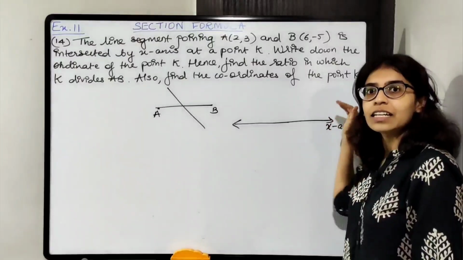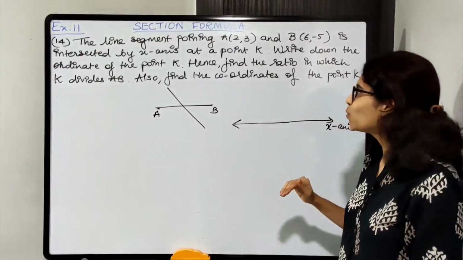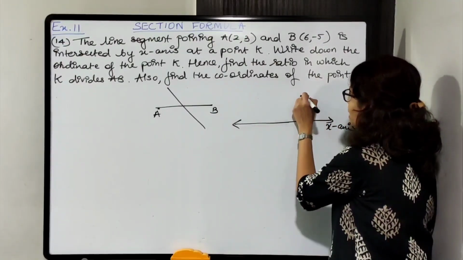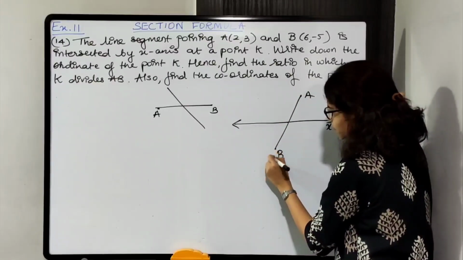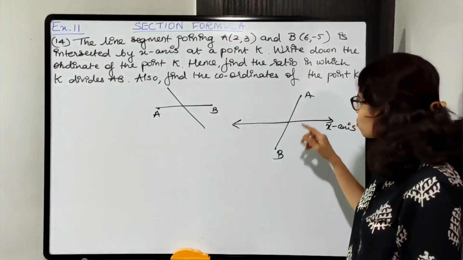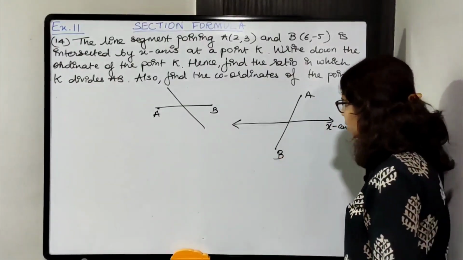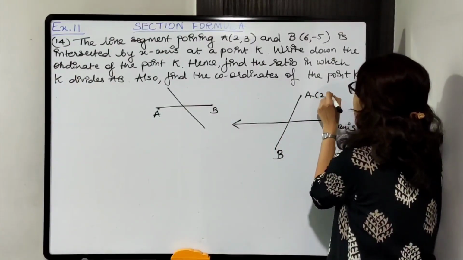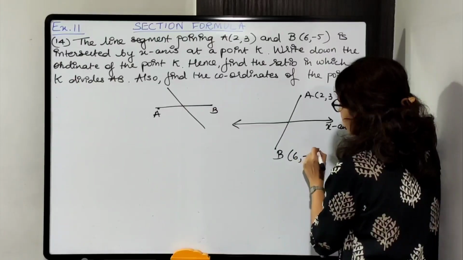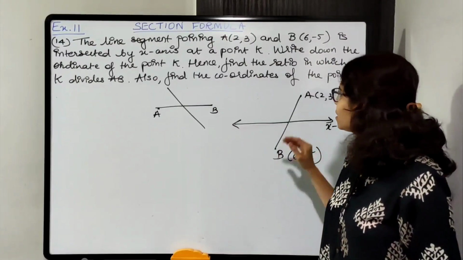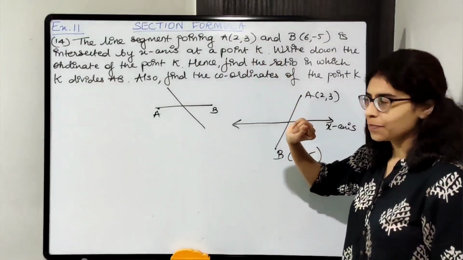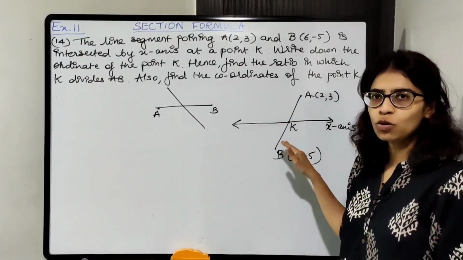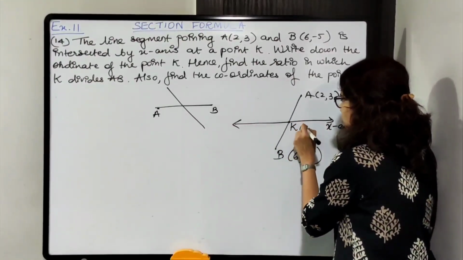We'll draw x-axis and now we'll draw AB. So A's both coordinates are positive, so consider it in first quadrant like this. So A and B. Okay, so AB is there and it is being cut by x-axis. So the coordinates of A are 2, 3 and the coordinates of B are 6, minus 5 and it is intersected by x-axis at point K. So it is being intersected at this point, that is K. Okay, we don't know the coordinates of K. Let it be x, y.